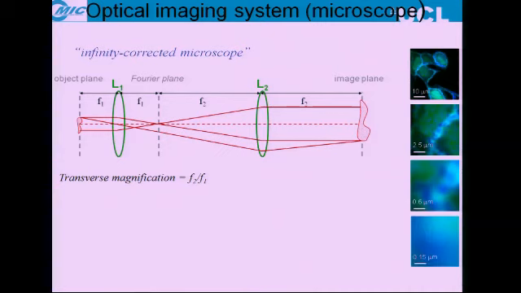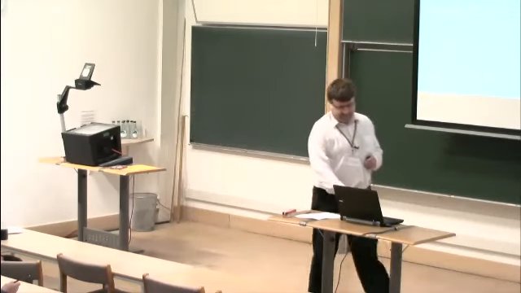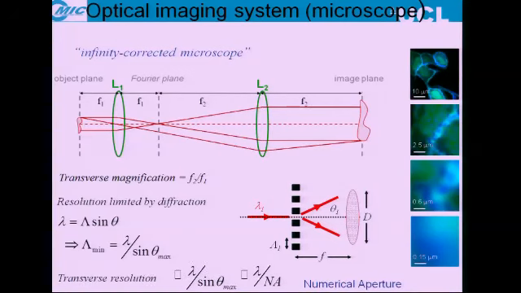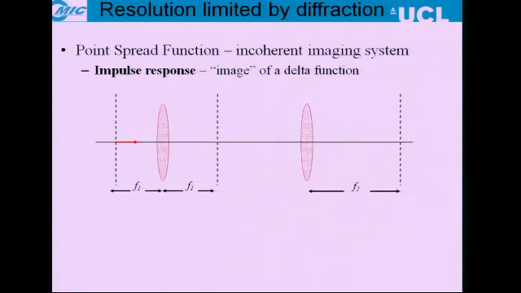So you can play with the magnification by simply varying these focal lengths, but it doesn't help you get better resolution. The reason is that the resolution is diffraction limited. The essential criterion is called the numerical aperture, which is the ratio of the diameter of the aperture to the focal length. We define the numerical aperture as the sine of this angle, and the transverse resolution is proportional to that. You can define the resolution limit by the point spread function with the famous Rayleigh criterion.